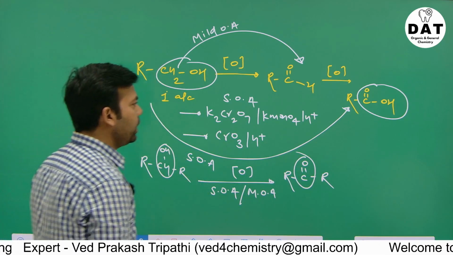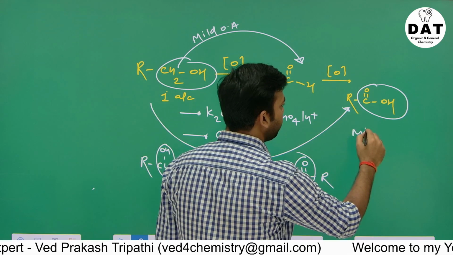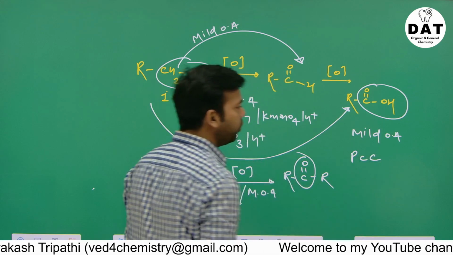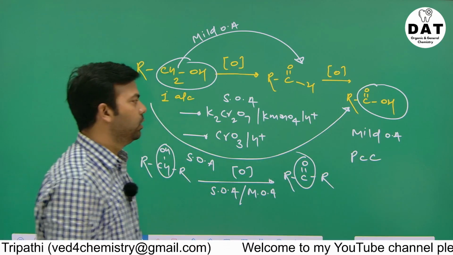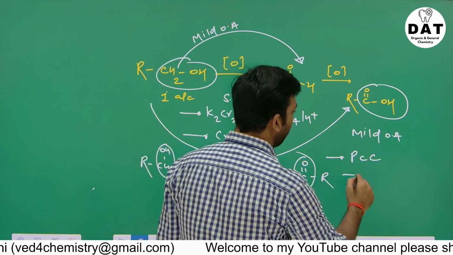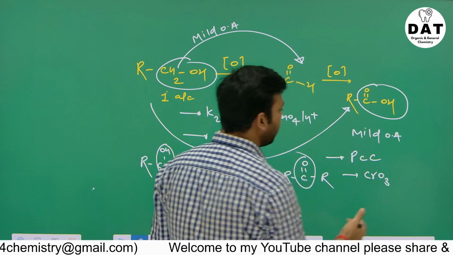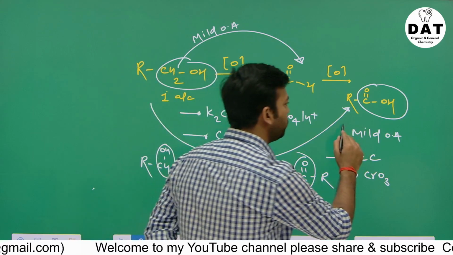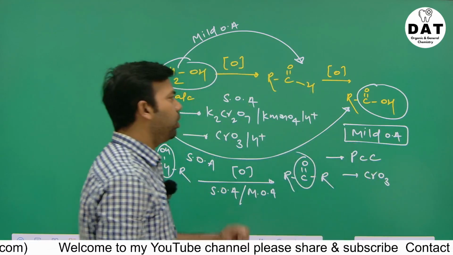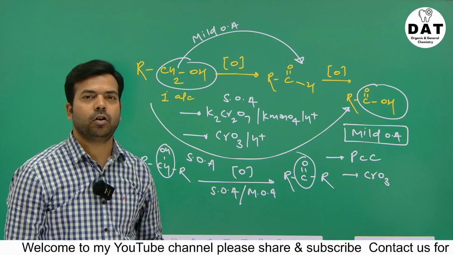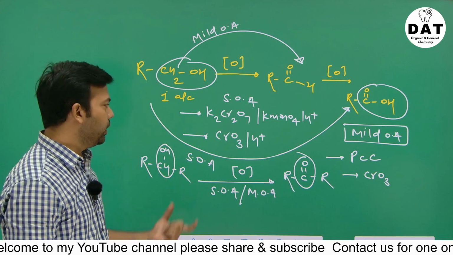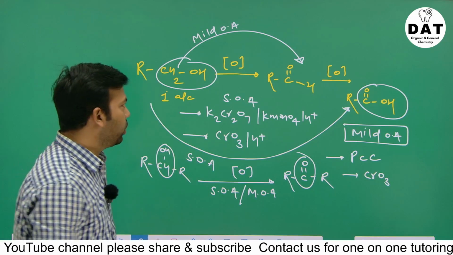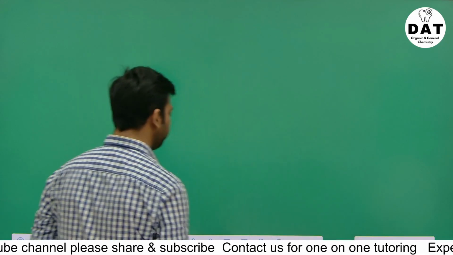Now the mild oxidizing agents are, the very important one is PCC, whose full name is pyridinium chlorochromate, as well as we can use only CrO3 without H+, without acidified condition. So these two are very important and we can use both of them as mild oxidizing agents. So this is the oxidation of primary alcohol and secondary alcohol, and we can form aldehyde and ketone. Make sense? So now the next one is reduction.